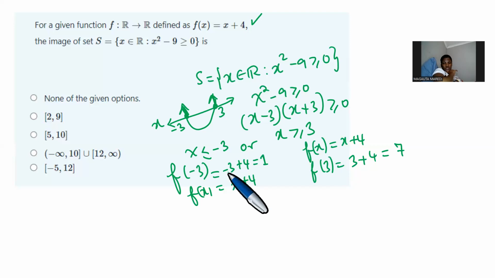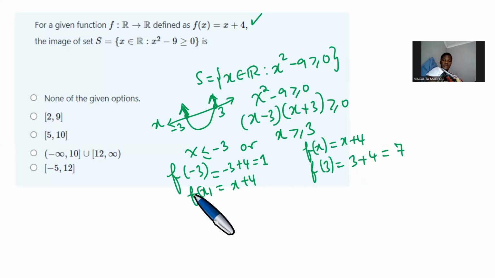Okay, right. So now, these are the two things. So we are effectively saying, what is the image of the set S under the function f, because the given function is defined by that. So it means there are two things here. At -3, the image of the function is 1. But x starts from -3 and progresses to what? Progresses towards minus infinity.